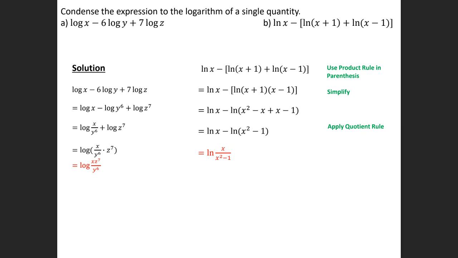This is our quotient rule or quotient property: when we have two logs of the same base, we subtract them. The first one is our numerator, the second one is the denominator, giving us the natural log of x over x squared minus 1.